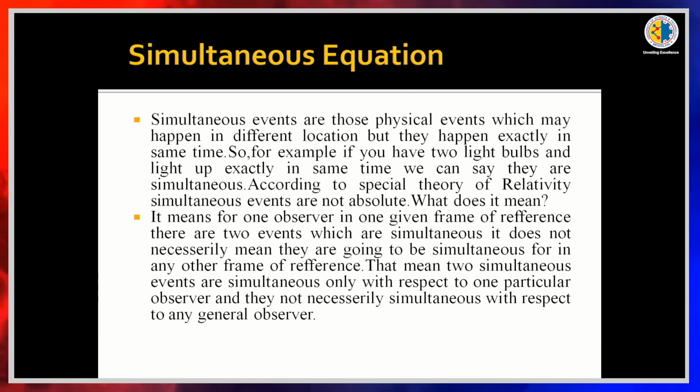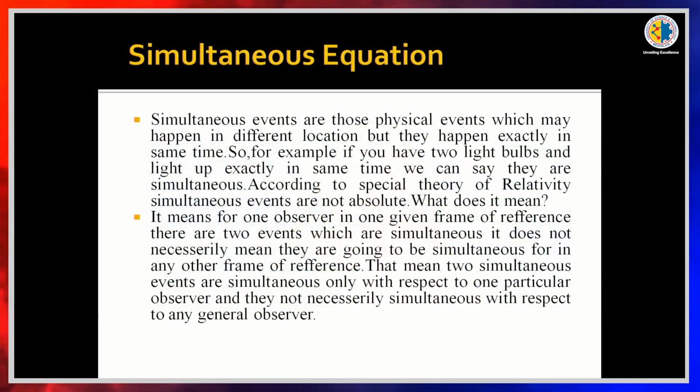Simultaneous events are those physical events which may happen in different locations, but they happen at exactly the same time. For example, if you have two light bulbs and they light up at exactly the same time, we can say that they are simultaneous because their time is the same. So, we call this example a simultaneous event.